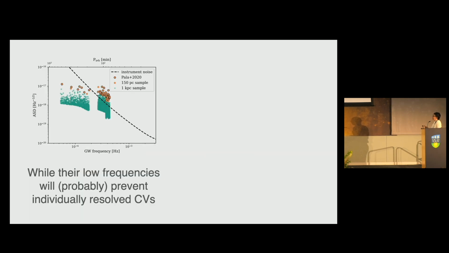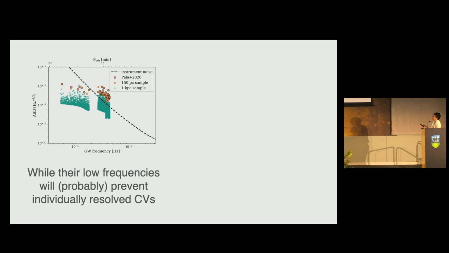And we said, oh my God, look at this. This is the LISA curve. And some of them do poke above the sensitivity curve. So maybe they'll be resolved. No, they won't be resolved. And the reason for that is because we won't be able to measure their chirps. So it's going to be very difficult with just a strain to know that each of these things is a CV.